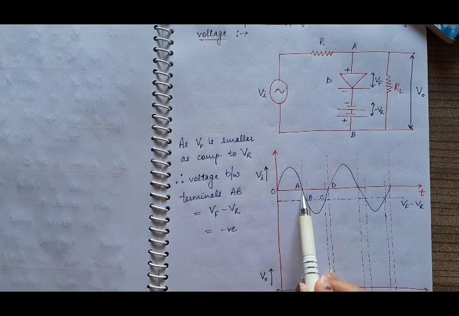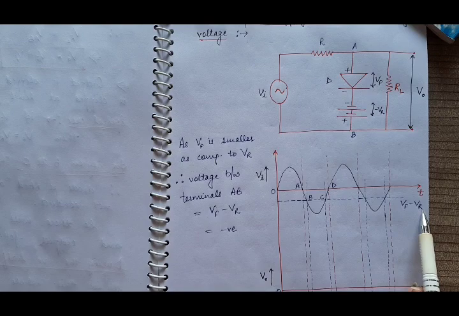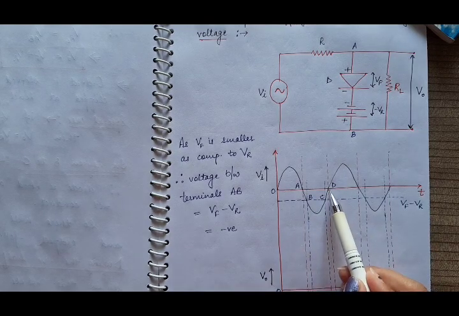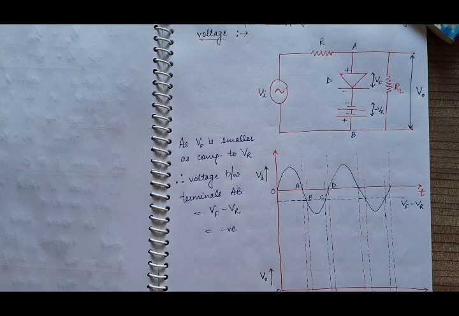Because during this negative half cycle there is a voltage level which is cutting this negative half cycle at Vf minus Vr, we will divide this negative half cycle of AC input into three regions, AB, BC and CD, and we will discuss them one by one.